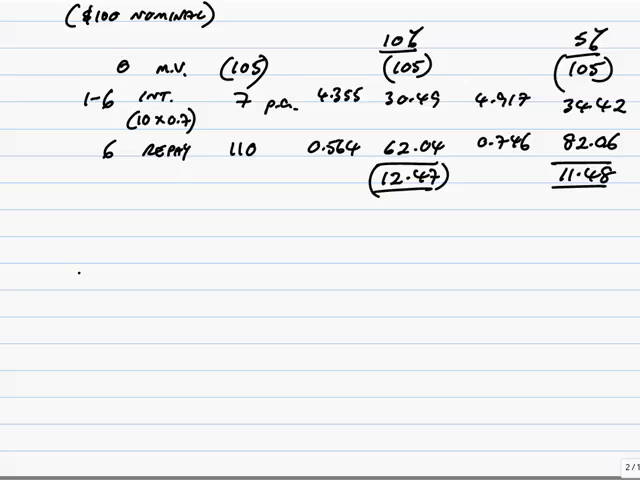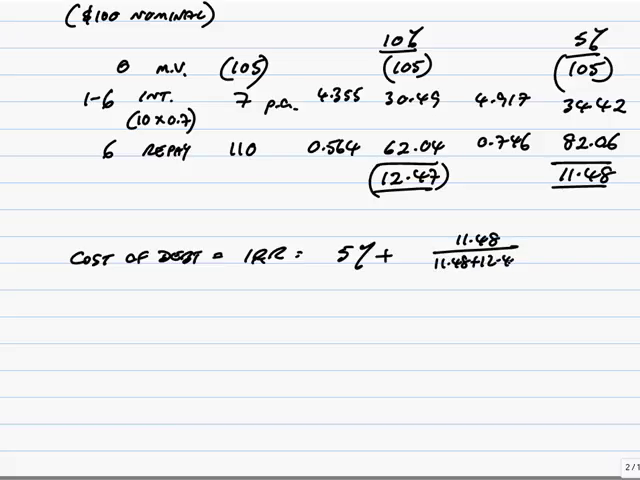The internal rate of return must be in between the two, so the cost of debt, the internal rate of return. As I said before, use the formula if you remember it, or do it the way I did before, it'll give the same answer. But here, in fact, it's 5% plus 11.48 divided by 11.48 plus 12.47, times 5%. Which is 7.4%.